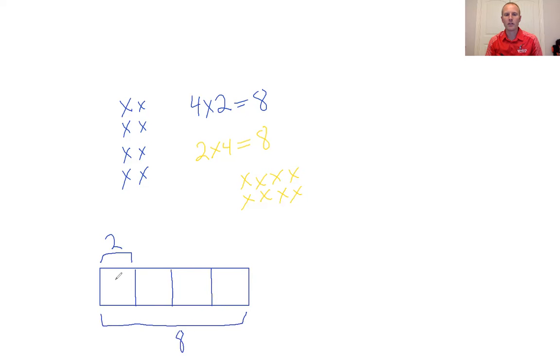So I've now showed, I could draw things in here. I could show that there's 2 in each of those, but I don't have to because I've labeled up top that each unit is worth 2. 2, 4, 6, 8. So I've showed that one way. I could also show it this way.